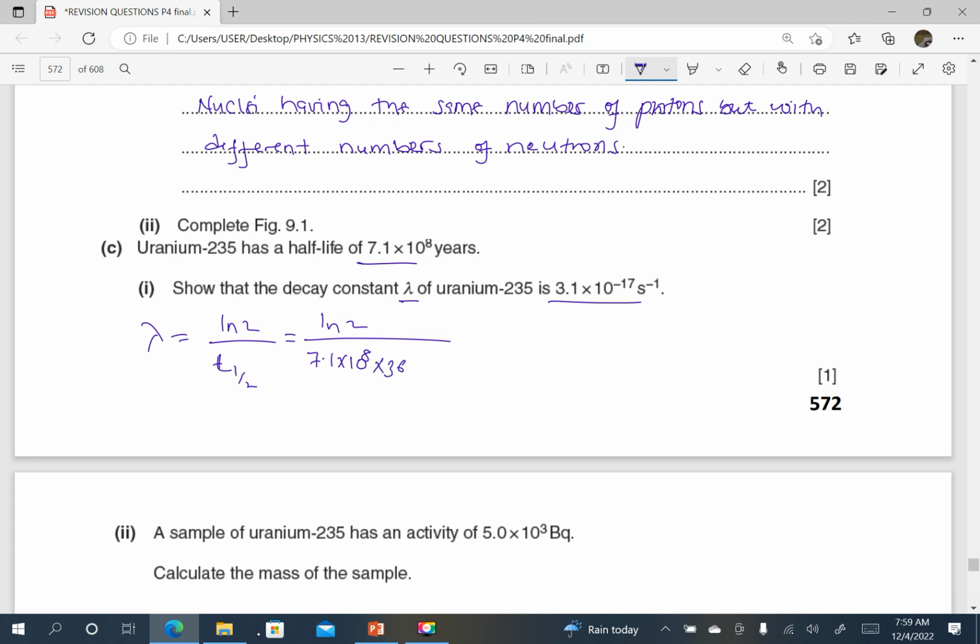1 year is 365 days. Each day is 24 hours. Each hour is 3,600 seconds. So I press my calculator to check. From my calculator, this is 3.1 times 10 power negative 17 per second.